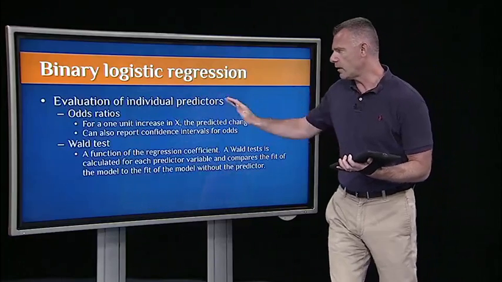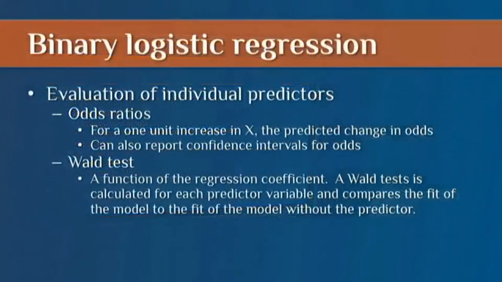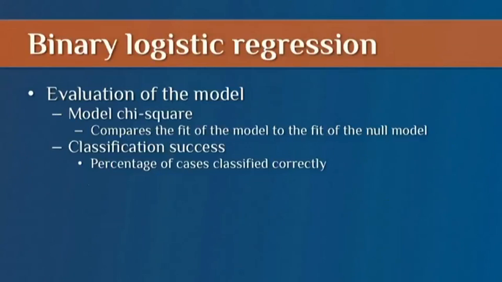So again, the way to evaluate the individual predictors is through the odds ratios and the Wald tests. The way to evaluate the overall model is through the model chi-square and through classification success.